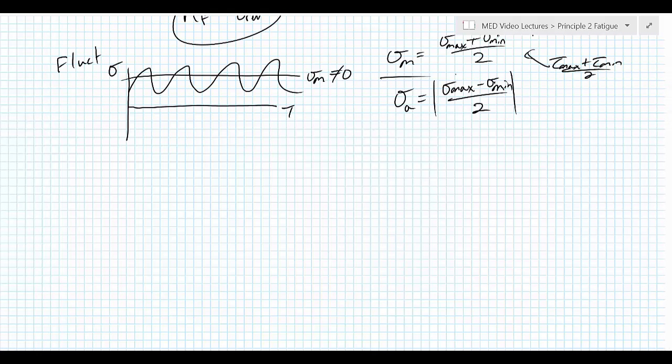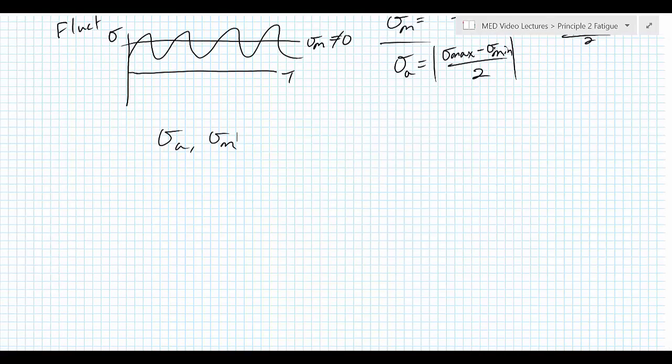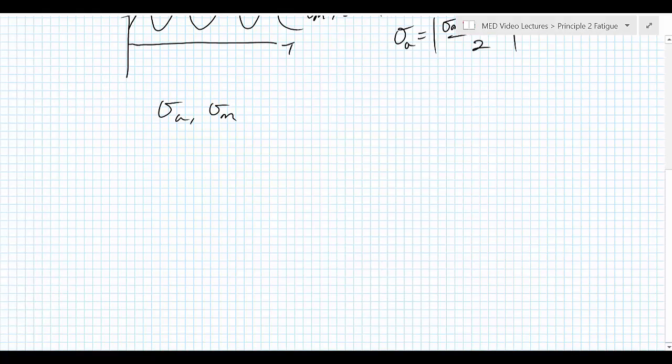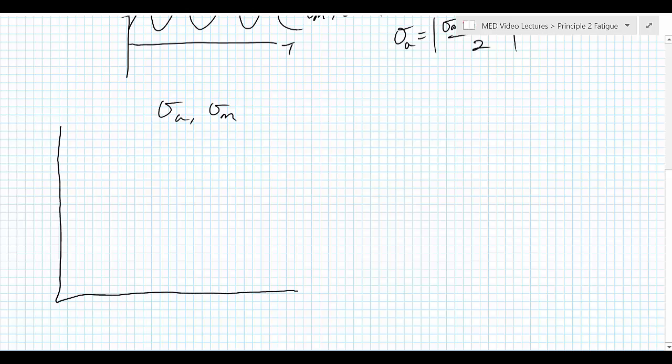Now, if you have both a sigma A and a sigma mean, there is an infinite combination of those. So there's no way any experiment could be performed that would be able to test every combination of sigma A and sigma M and then put them in some sort of representation or a graph that you could read. So instead, we can plot logically, and this is where the Goodman equation comes from, by the way. We can plot the amount of amplitude stress that we can have, and we can plot the amount of mean stress that we can have.